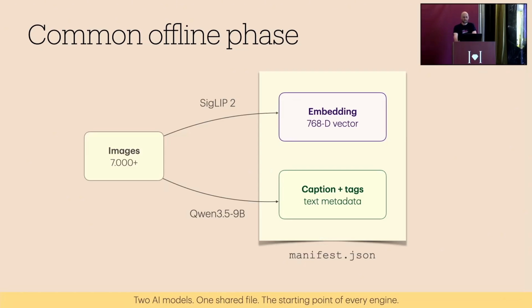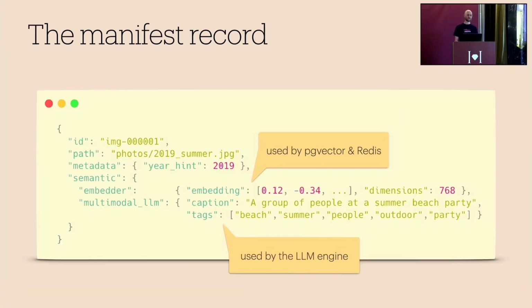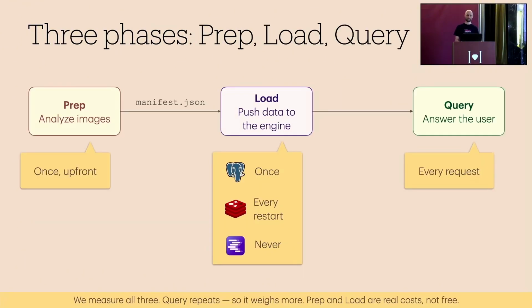The result of both is in one shared file, the manifest.json. So we have the same JSON file for all three engines. We have the same starting point. What's inside? Here is what one manifest record looked like. There are two namespaces, one for the embedder, the geometric solution, and one for the multimodal LLM, for the reasoning solution. The same file, three downstream paths. Okay, keep in mind this slide for the rest of the talk.